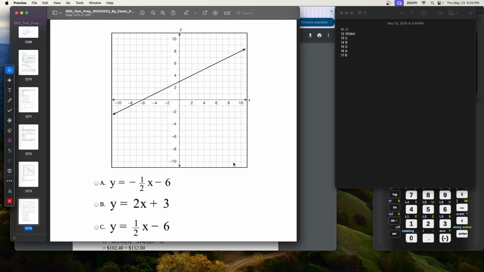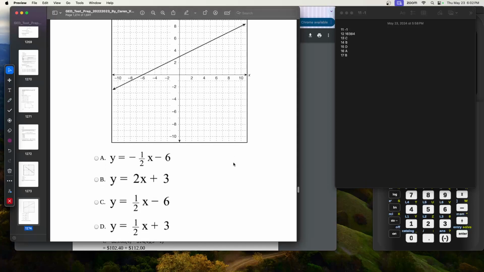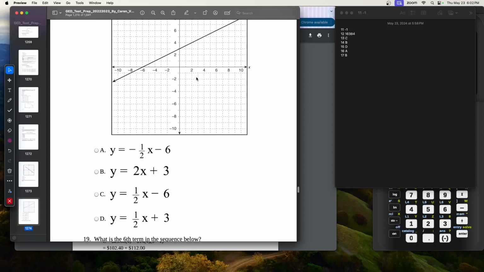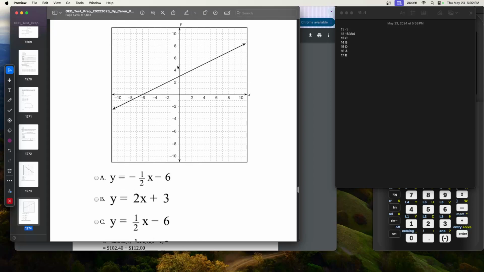The y-intercept is definitely 3. When x is 0, y is 3. It hits the y-axis at 3. It has a pretty shallow slope. Definitely the slope is positive. It goes up and to the right, up and to the right.